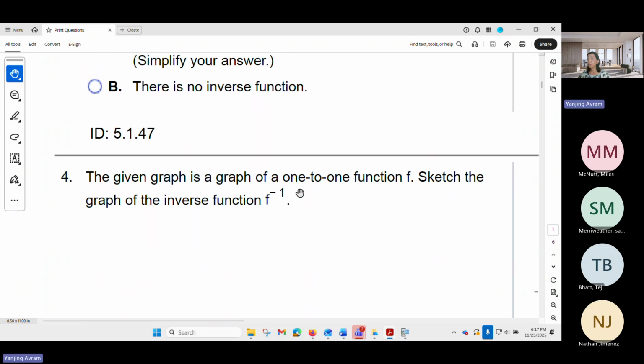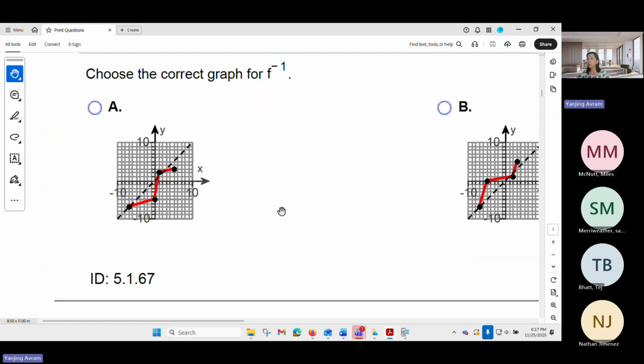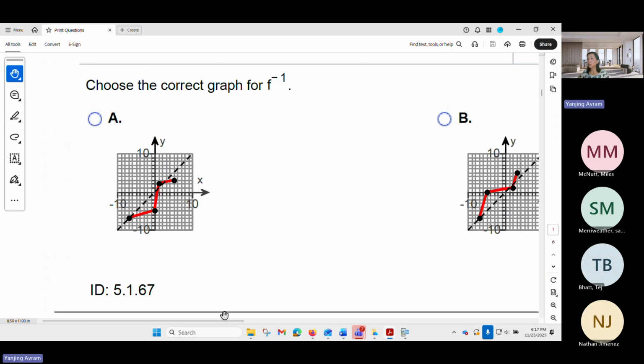The given graph is a one-to-one function. Can you sketch the inverse function? Okay, so let's see if we can find this graph here. Let's see where the graph is.